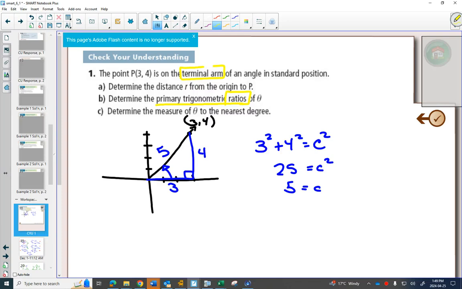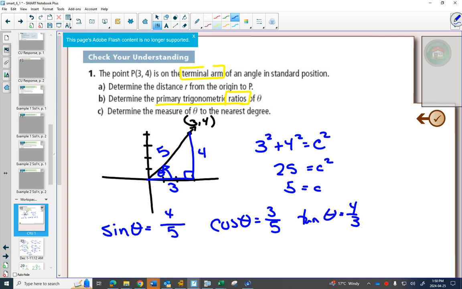So if I want to write sine of theta, I would write what over what? Opposite over hypotenuse. Can you see that the 4 is opposite? Here's the angle. 4 is the opposite, 5 is the hypotenuse. Cos is adjacent over hypotenuse, and tan would be opposite over adjacent. And again, your calculator has it memorized for each of these.